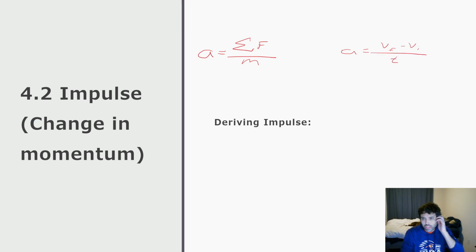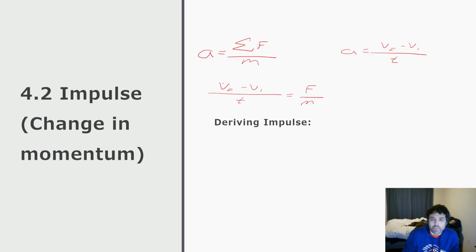And if I were to replace acceleration with this expression instead and rewrite it that way, I'd have Vf minus Vi over time, and that equals force. I'll just use F over m here, forget the net symbol for a minute. And I can rearrange this a little bit.